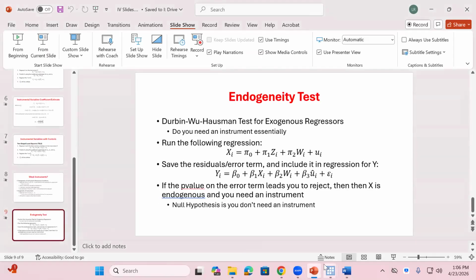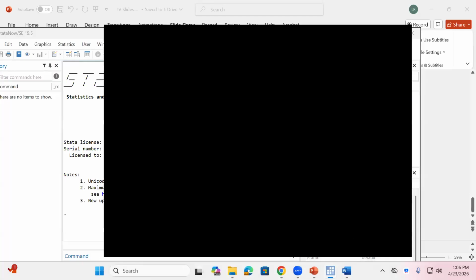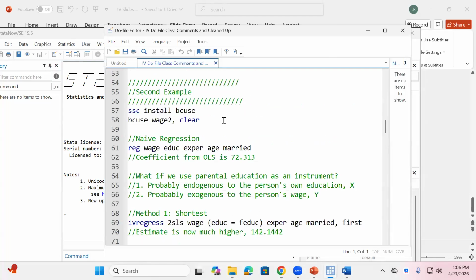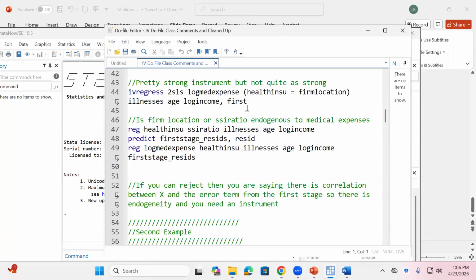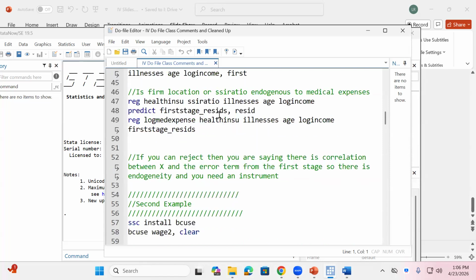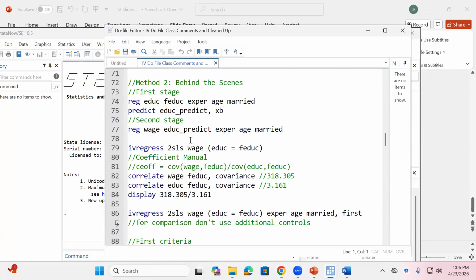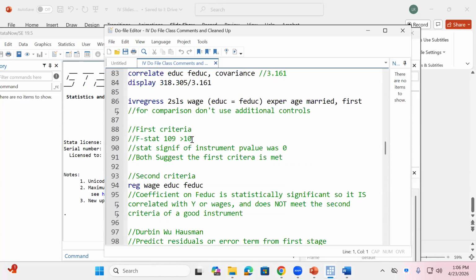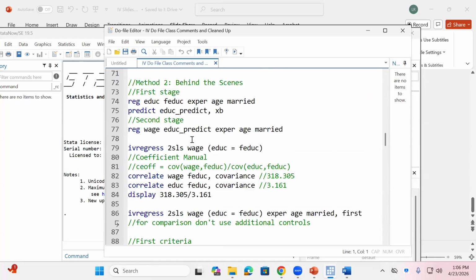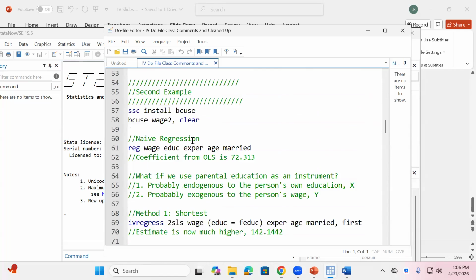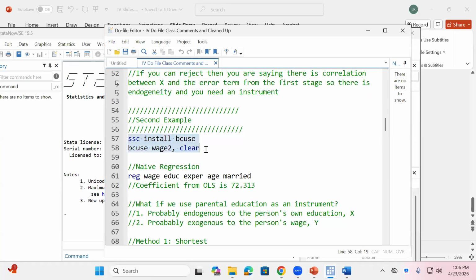So let's go to Stata here. And let's think, we worked through this medical expense example last class. We talked about parental education. Well, we can revisit some of what we talked about last class, and then I've got additional examples.